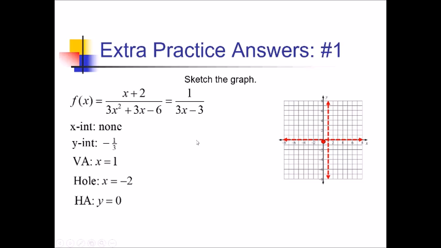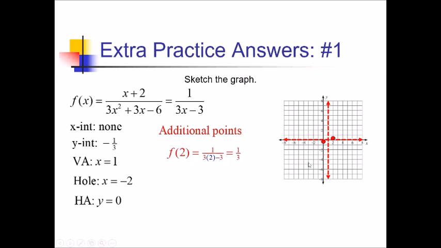So let me plug 2 into this function, and I'm going to use the simplified function here. I'm allowed to do that since I know that I have a hole that's not at x equals 2. So using the simplified function won't give me any weirdness. If I plug that in, I've got 1 over 6 minus 3, so 1 over 3. So that's the point (2, 1/3), right about there.